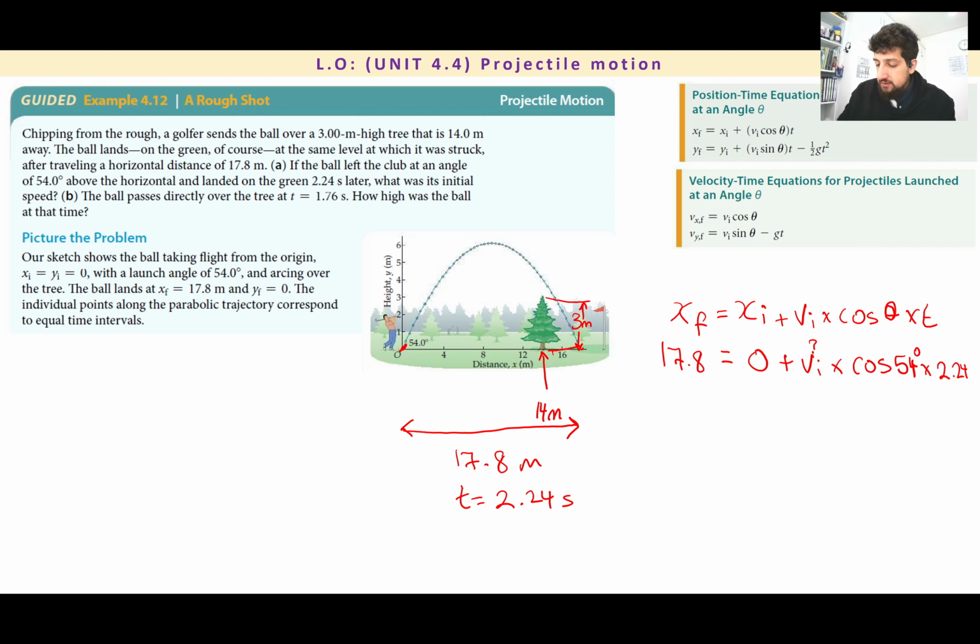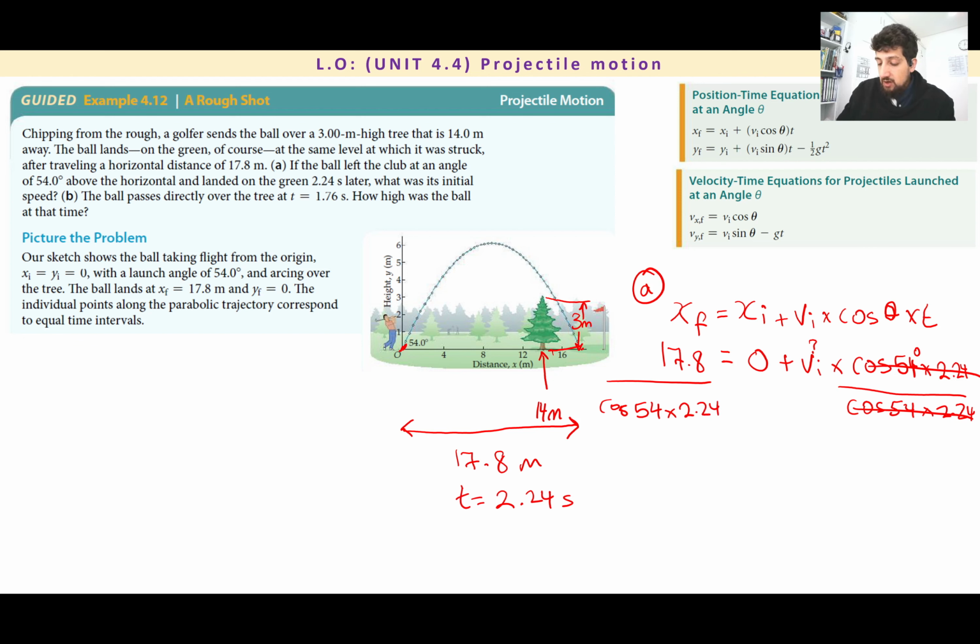Okay, great. So what do we do now? That's part A, of course. What we do now is we try to isolate Vi and put it on one side of the equation. So how do we get rid of this? We divide by cos 54 times 2.24. So let's do that. Divided by cos 54 times 2.24. And then we can get rid of this, but of course we have to do it on this side as well.